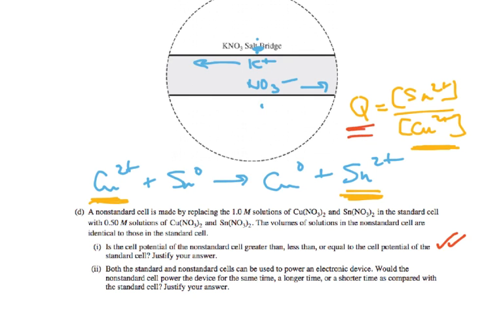So the right thing to do is to look at Q, the concentrations of the products over the reactants, and since Q is going to be 1 in both cases, we're going to get the same voltage in both cases.